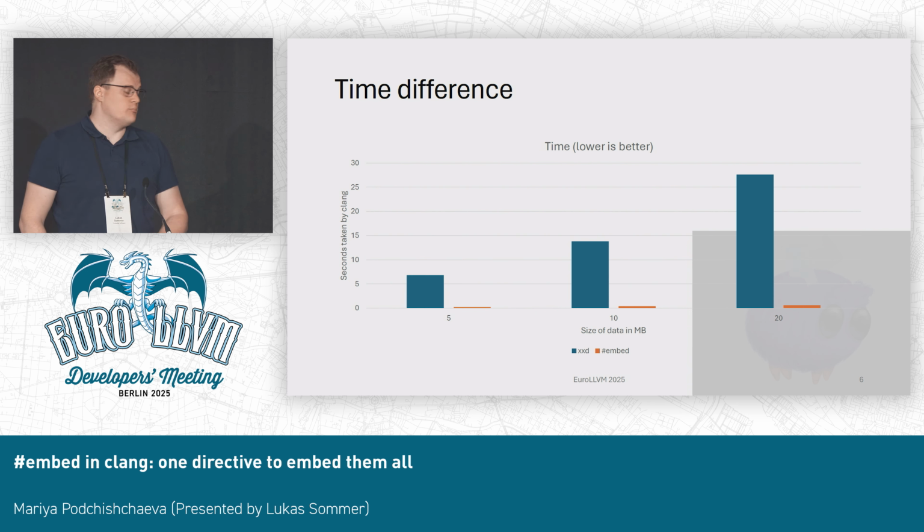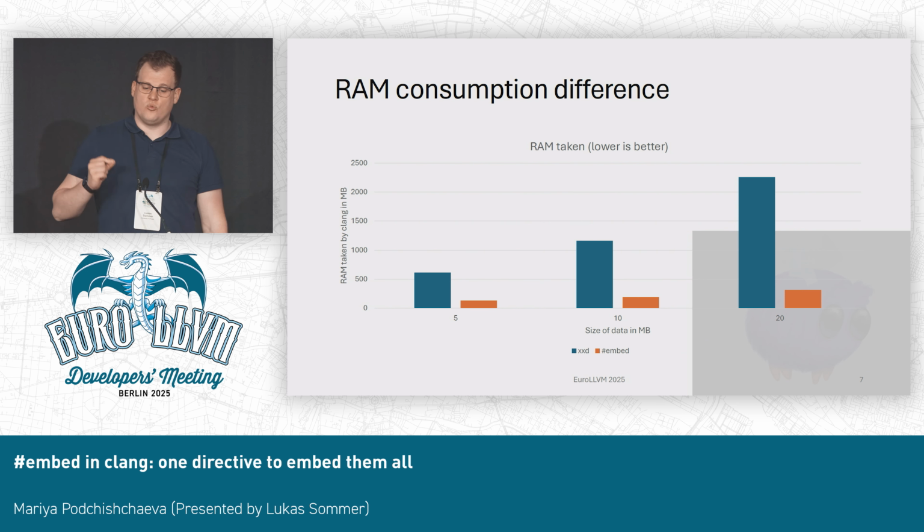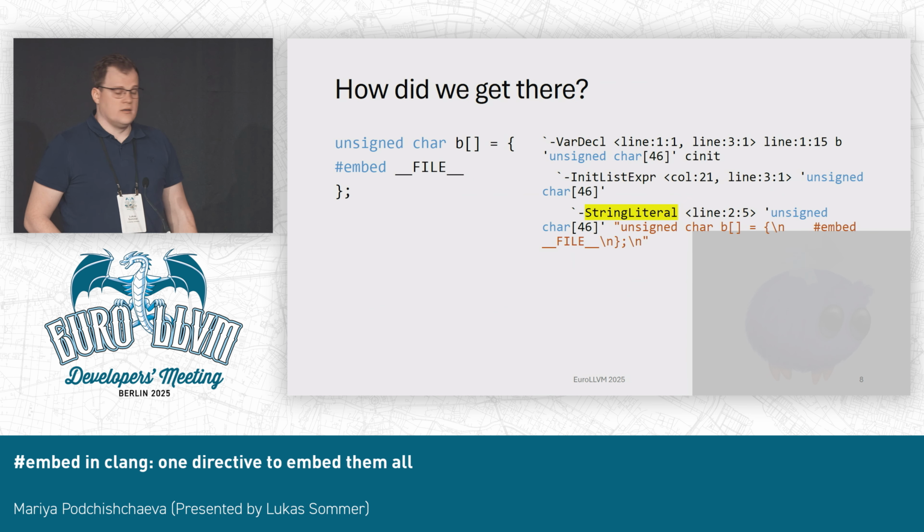So how is this implemented? Why is it that fast? Essentially, okay, let's talk about the RAM. If you look at the RAM usage, you can see Clang increases a bit with the more data you embed, but not as much as the naive solution does. With the naive solution, to include 20 megabytes of data in the source file, you get more than 2 gigabytes of RAM usage from your compiler. So that's definitely not ideal, and that's why we want to have this optimized implementation.